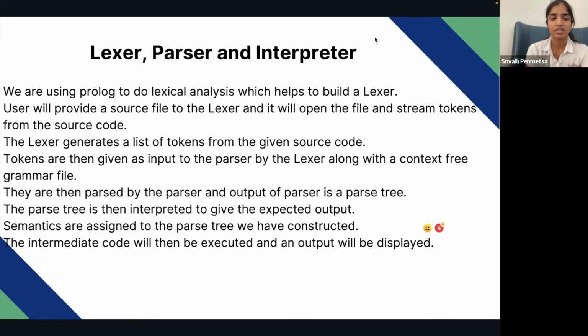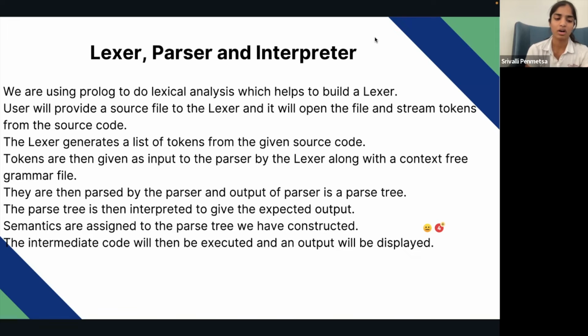After generating this stream of tokens, along with the context-free grammar, we give them as input to the parser which we are going to build. The parser for our language is also written in Prolog, and it represents the syntactic structure of our language. The output of this parser is a parse tree and also an intermediate code.